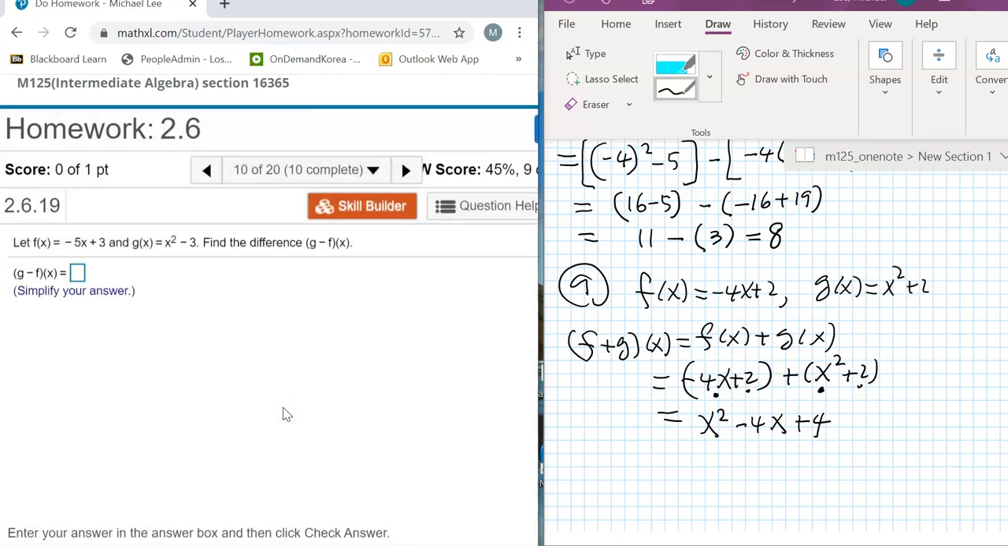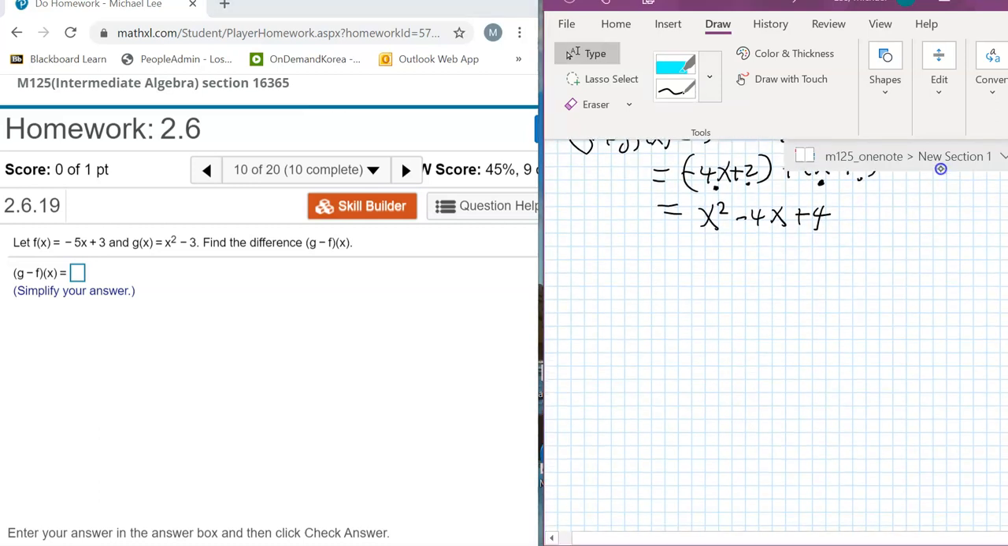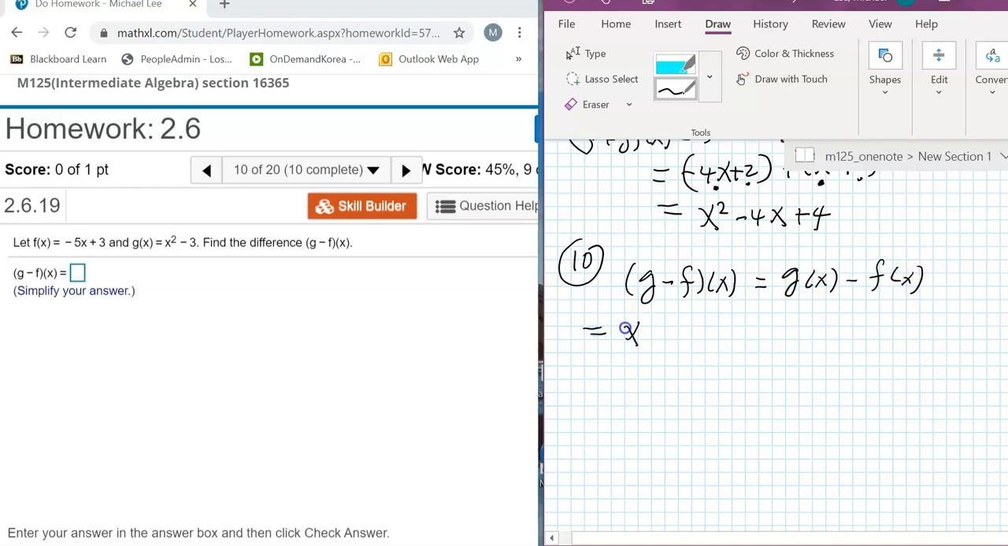Okay, now the next one is number 10. Let's do number 10. Now it is g minus f of x, meaning g of x minus f of x. So what is g of x? G of x is x squared minus 3. Subtract f of x, which is negative 5x plus 3. Okay. So negative makes positive, so it's going to be positive 5x, and then this is minus 3. So this is x squared plus 5x minus 6.